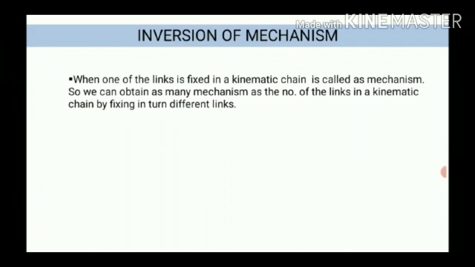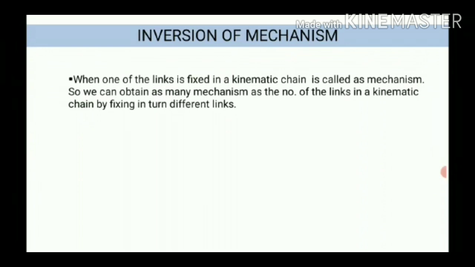So we know what we mean by mechanism. Mechanism means when one of the links is fixed in a kinematic chain, it is called a mechanism. So we can obtain as many mechanisms as the number of links in a kinematic chain by fixing, in turn, different links. What is the meaning of this? If any mechanism consists of 4 links, we can obtain 4 mechanisms by fixing the links.